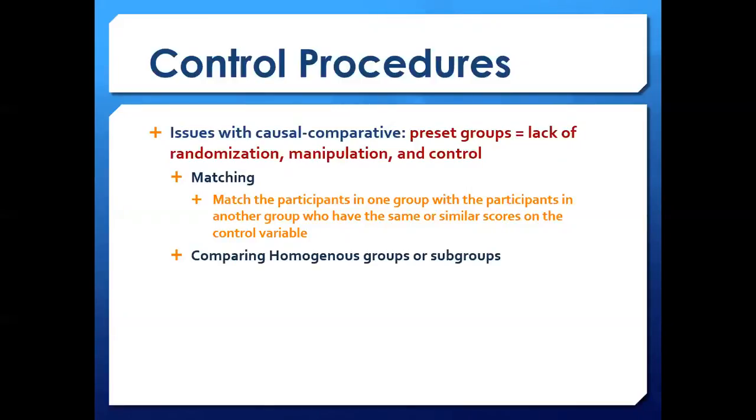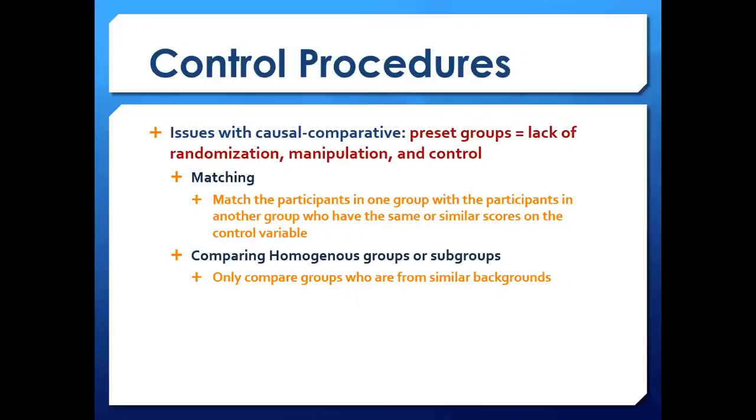Another way to deal with this issue is through comparing homogeneous groups or subgroups. Only compare groups who are from similar backgrounds. If you were going to do a study of 2 first grade classrooms and their reading levels, and one group is going to have nightly reading homework, and the other group, group B, is not going to have nightly reading homework. They're not going to have any reading homework all year. And you want to compare the effects of reading homework on reading ability or on their reading comprehension levels. You want to make sure that those groups are from similar backgrounds.